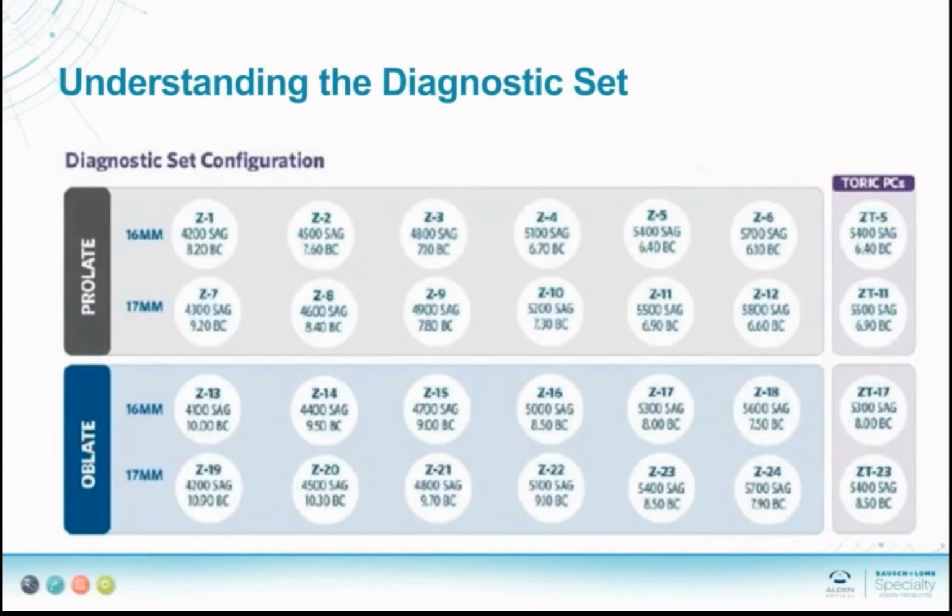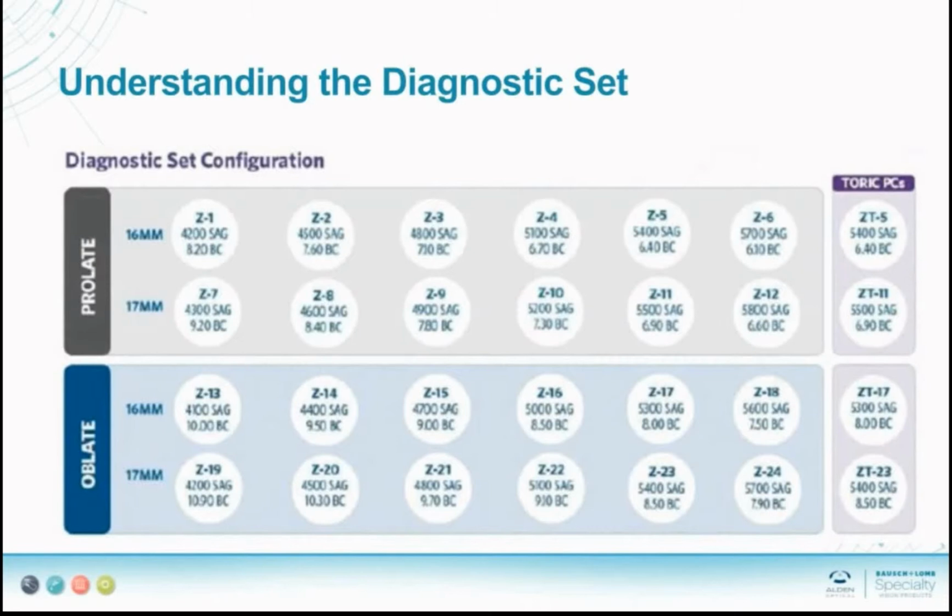Here is the diagnostic set configuration. The top 2 rows have the prolate shape, whereas the bottom 2 rows have the oblate shape. Each row corresponds to either a 16 or 17 millimeter diameter. Each diagnostic lens has a center thickness of 350 microns, and the sagittal height difference between each lens is 300 microns. The lenses in the last column have toric peripheries, or toric PCs.